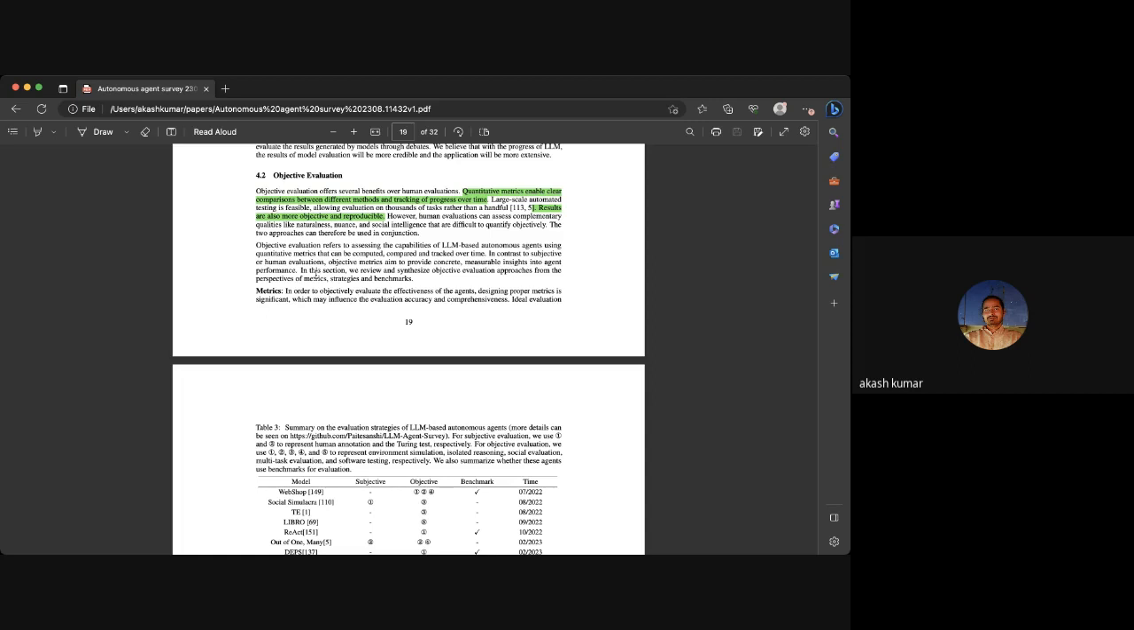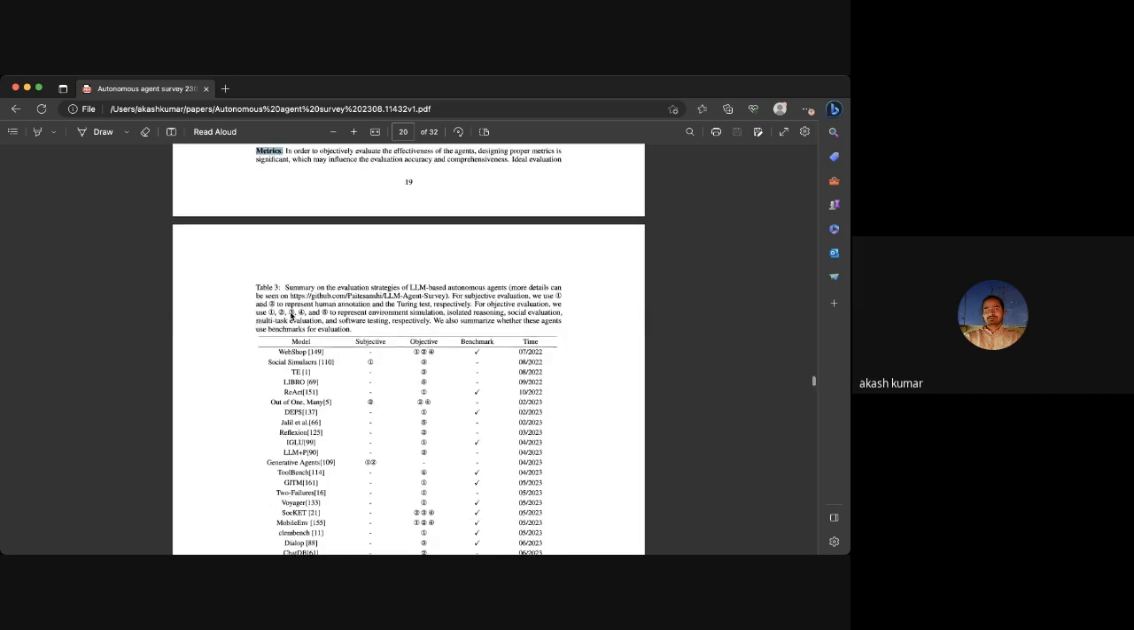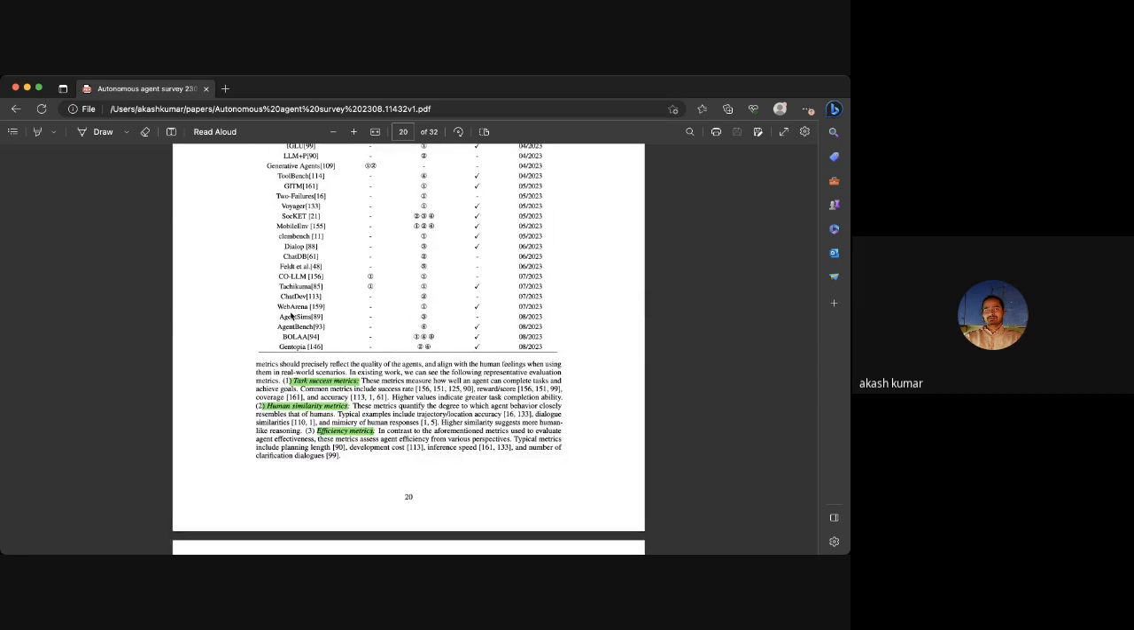To do these objective evaluations, first you need metrics: what metrics are you going to track? The metrics are usually of three types. Task success metric, which is basically something like a success rate or a reward or score. Another kind of metric can be human similarity metric, where they are trying to see how well the agent's responses mimic those of a human, with examples like trajectory and location accuracy and dialogue similarities.